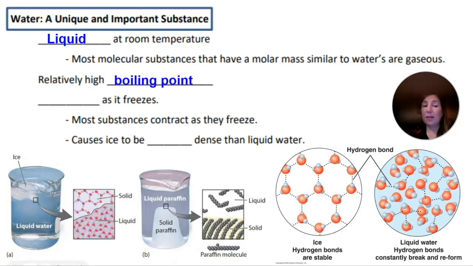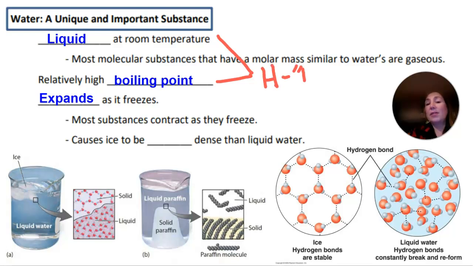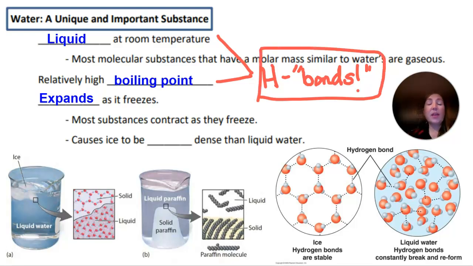And it has a relatively high boiling point that keeps it in a liquid at room temperature because of its strong hydrogen bonds. Another really unique thing, okay, so this being a liquid at room temperature and this relatively high boiling point, that is all about its ability to hydrogen bond. Because it hydrogen bonds, that really allows it to be so unique. It also expands as it freezes.